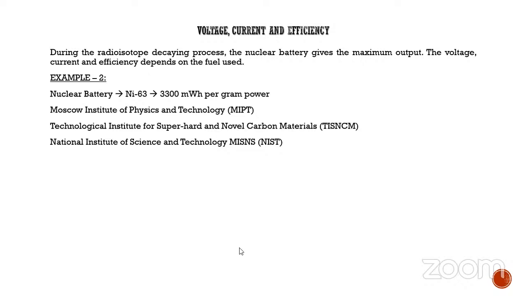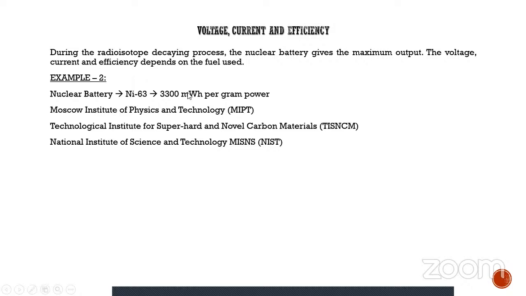Now, I have talked about the nuclear battery that uses nickel, which delivers like 3300 per gram of power. It was developed by the Moscow Institute of Physics and Technology, along with the Technology Institute of Superhard and Novel Carbon Materials and the National University of Science and Technology. So these three institutes developed this nuclear battery.